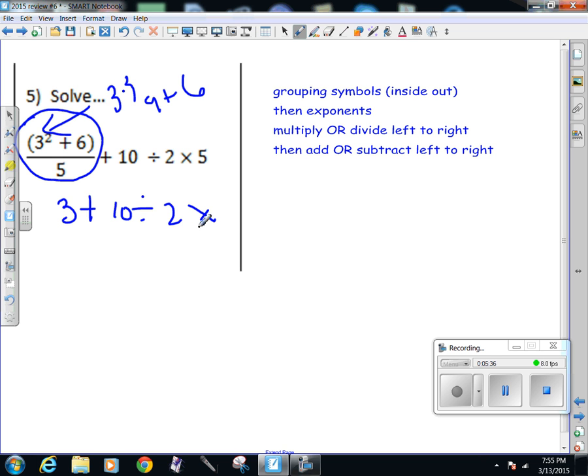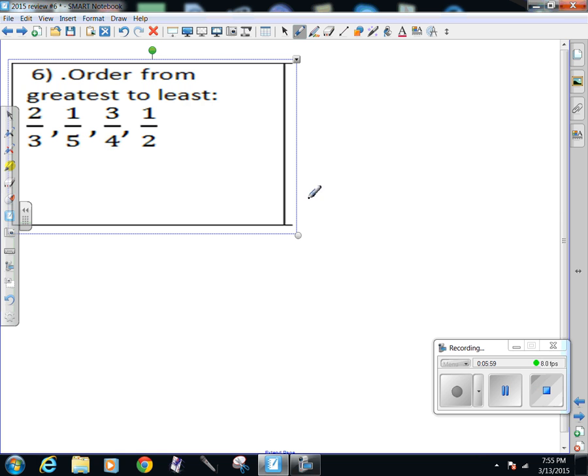So lots of people right now are tempted just to add 3 plus 10 and then divide by 2, but that's not what you have to do. So you have to look. So grouping symbols, nope. Exponents, nope. Multiply or divide from left to right. So I'm going to begin here. Do this math, and do this math, and then finally, whatever answer I get, I need to do with that.